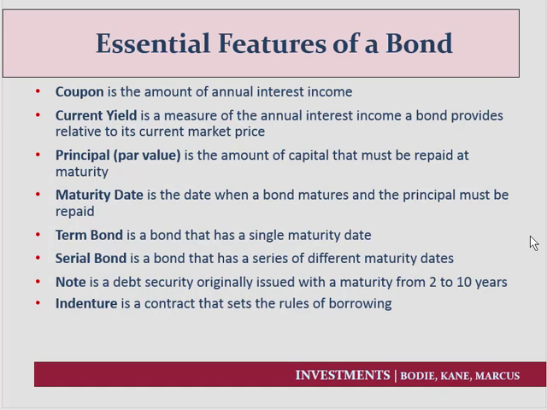A note is typically a bond. However, it's issued with a much shorter time duration, typically 2 to 10 years. Bonds, on the other hand, can have a maturity date of 30 years. There is actually debt that has been issued with a 50-year maturity and a 100-year maturity. So bonds can have a very long time frame over which an investor can hold this type of security. All of the rules associated with a bond are incorporated in what's referred to as the indenture. It's a contract that sets the rules of borrowing.